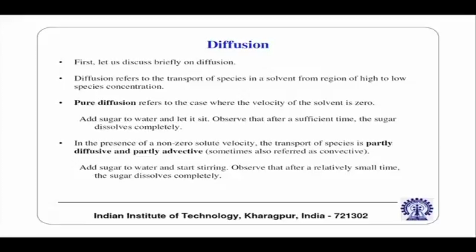In presence of a non-zero solvent velocity, the transport of species is partly diffusive and partly advective. Sometimes it is also referred to as convective, but a better terminology for transport due to fluid flow is advection and not convection. So, add sugar to water and start stirring. Observe that after a relatively small time the sugar dissolves completely. So, advection helps a lot in augmenting the rate of species transport.